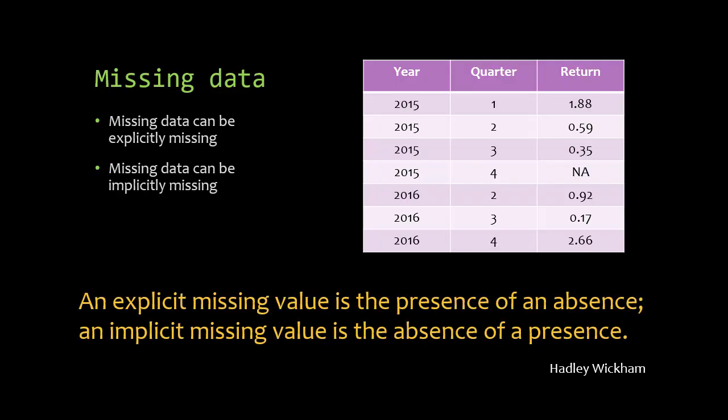An explicit missing value is the presence of an absence. An implicit missing value is the absence of a presence. So if we look at the 2015 fourth quarter, that's an absent piece of data that's present. And if we look at the 2016 first quarter, that's an absence of anything being present.